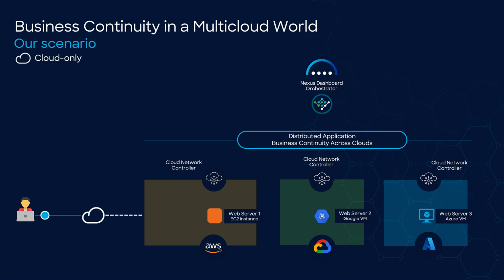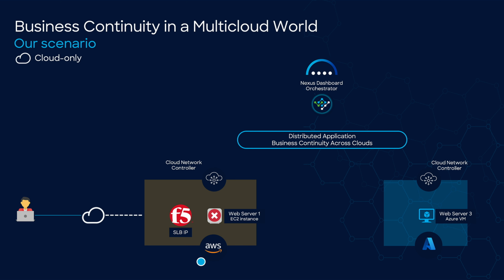For this exercise, the user petition would be directed to the virtual address of a load balancer and redirected to the AWS server with the application, in this case, a web app. The balancer is a key component to fail over the traffic to the next available server. In this case, the node is located in Azure.